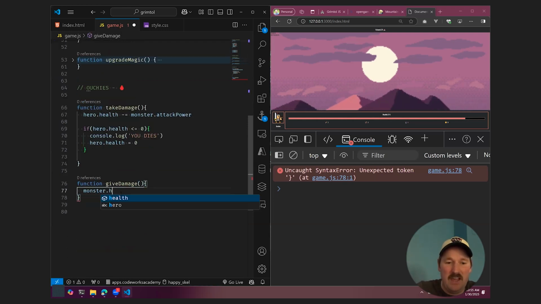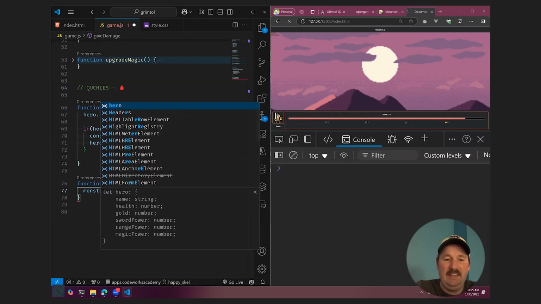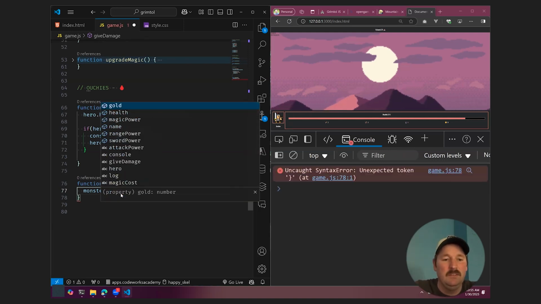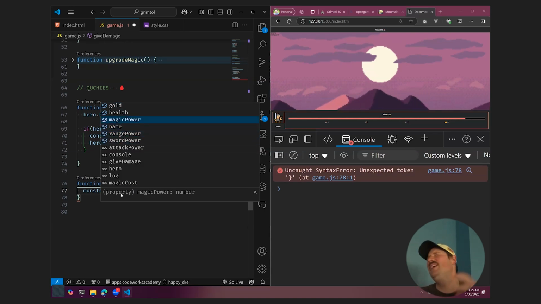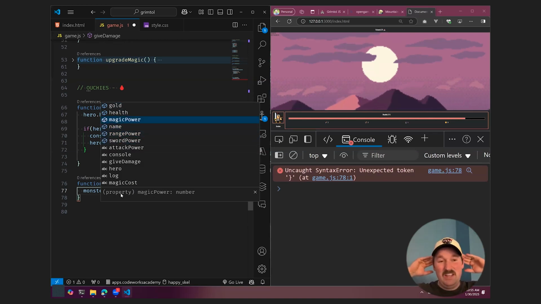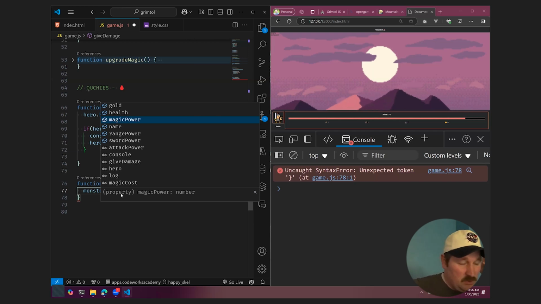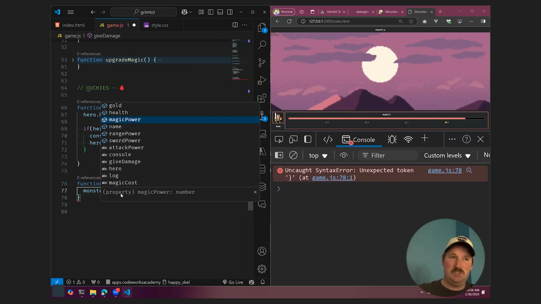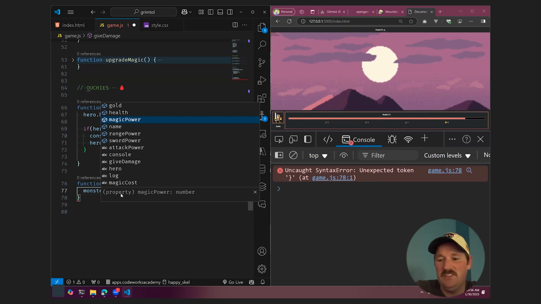So monster.health minus equals. Now here's a question. Hero dot range power, sword power, or magic power? Oh man. Oh, I don't know. What type of attack did the hero throw? Because if the hero throws magic, he should probably take magic power. If the hero throws sword, he should probably take sword damage. Does that make sense? So, yeah, there's a million layers to every little piece.